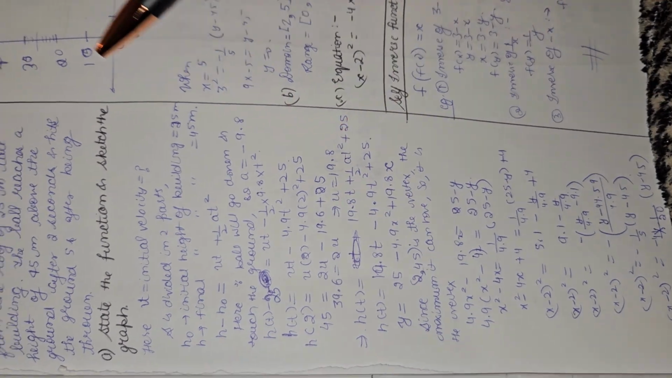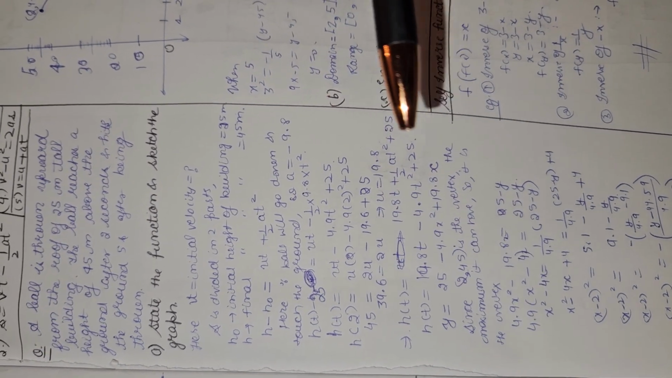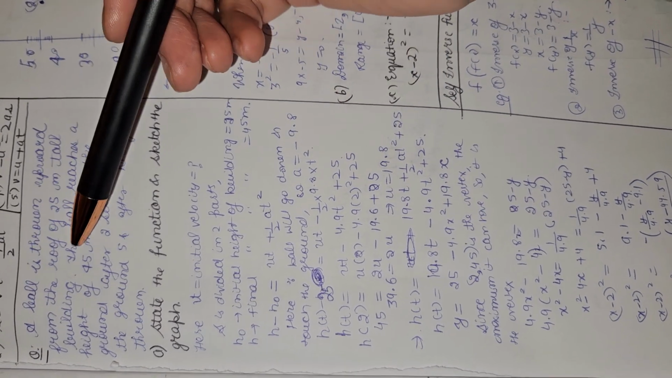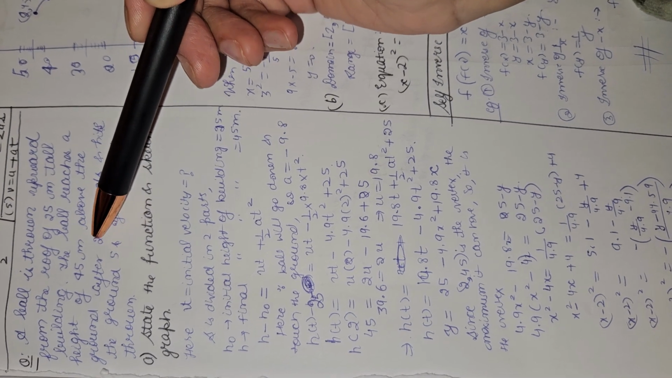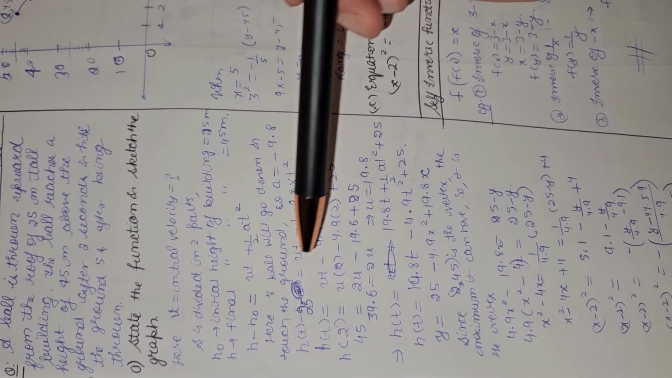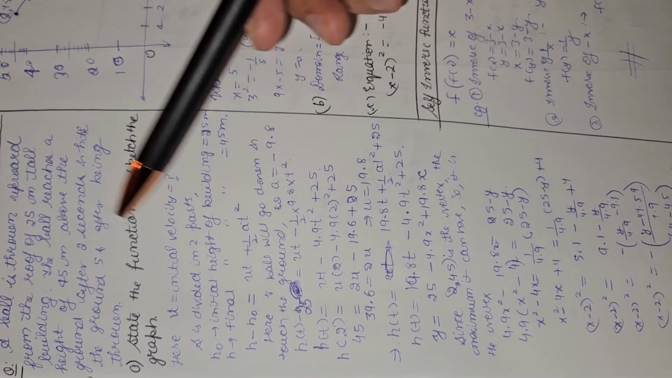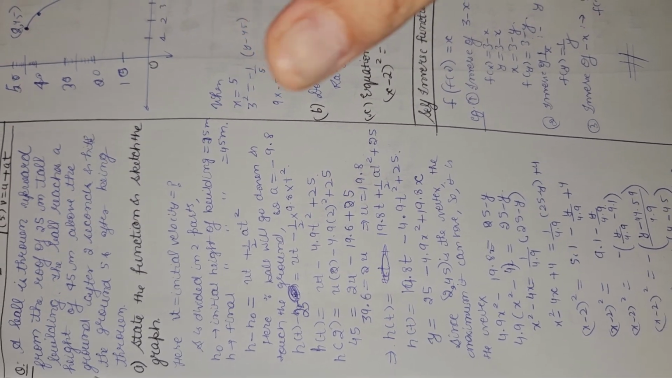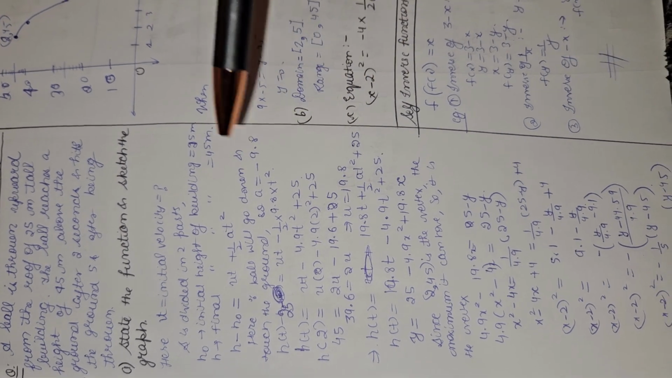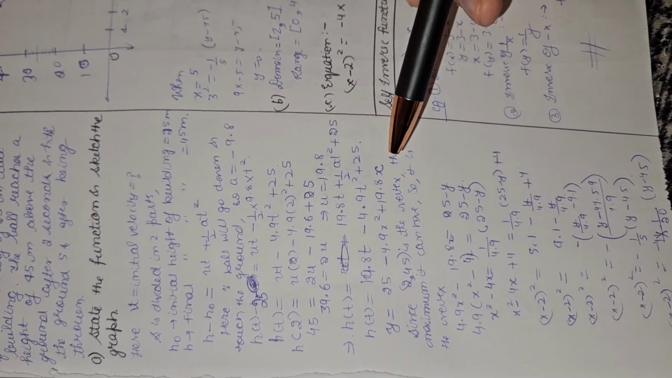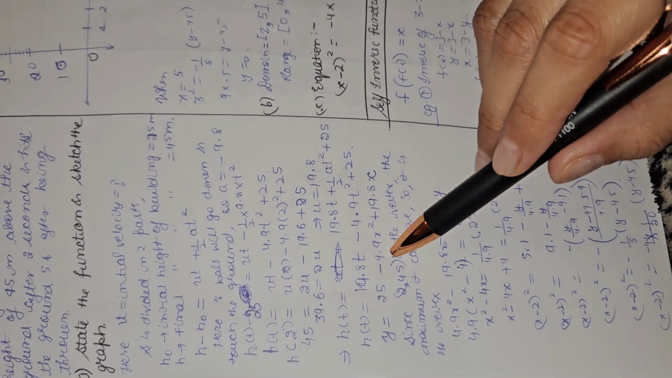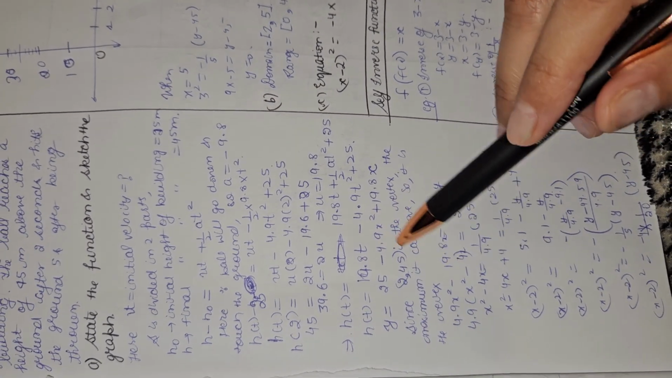Now the maximum point, the maximum height it can achieve, is 45 meters when the time is 2 seconds. So (2, 45), because 2 is x, the time, and y is the height. So (2, 45) is the vertex. Vertex means the maximum point from where the parabola turns. So (2, 45) is the vertex. Also we can verify whether that is the vertex or not.